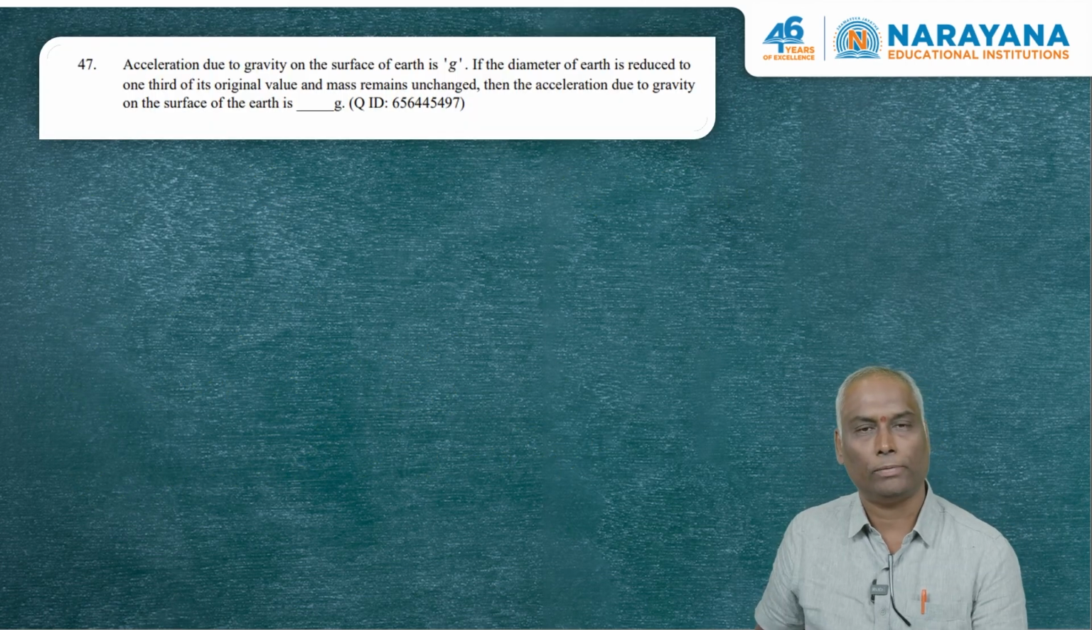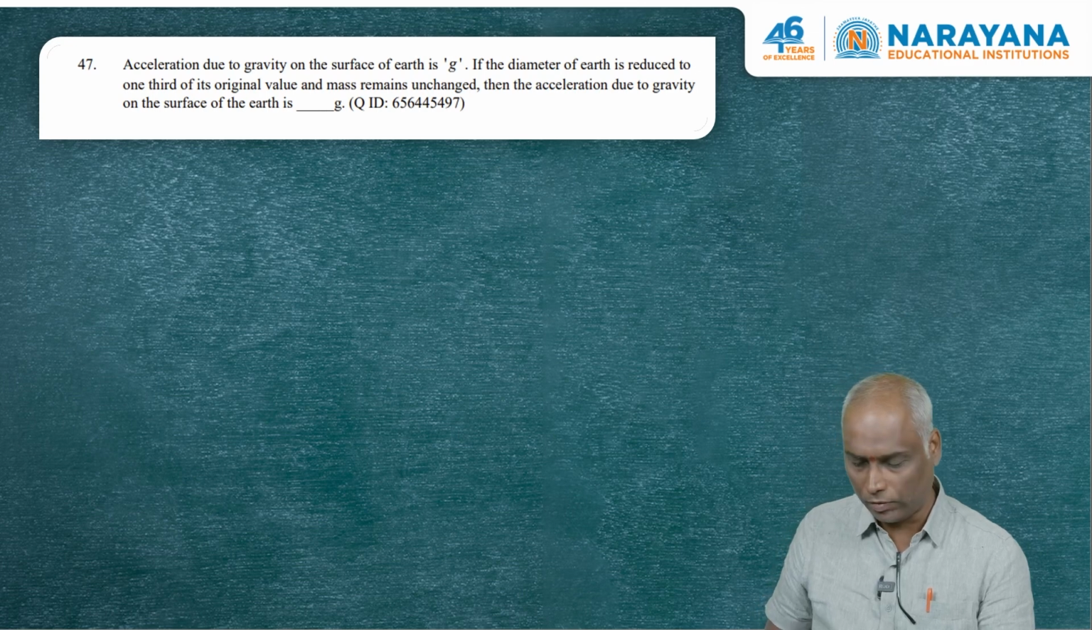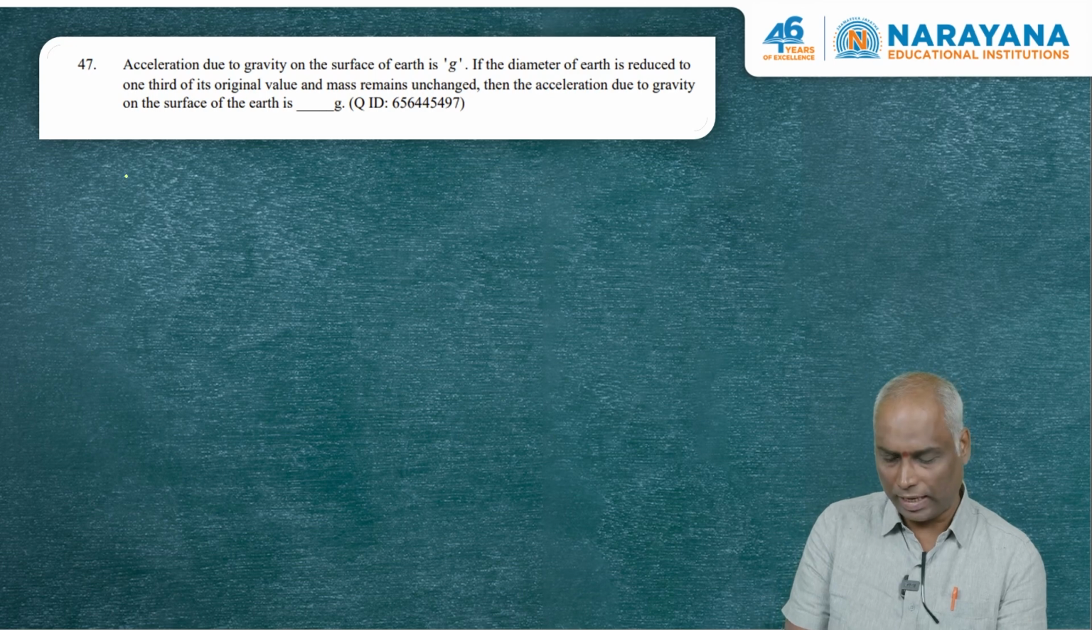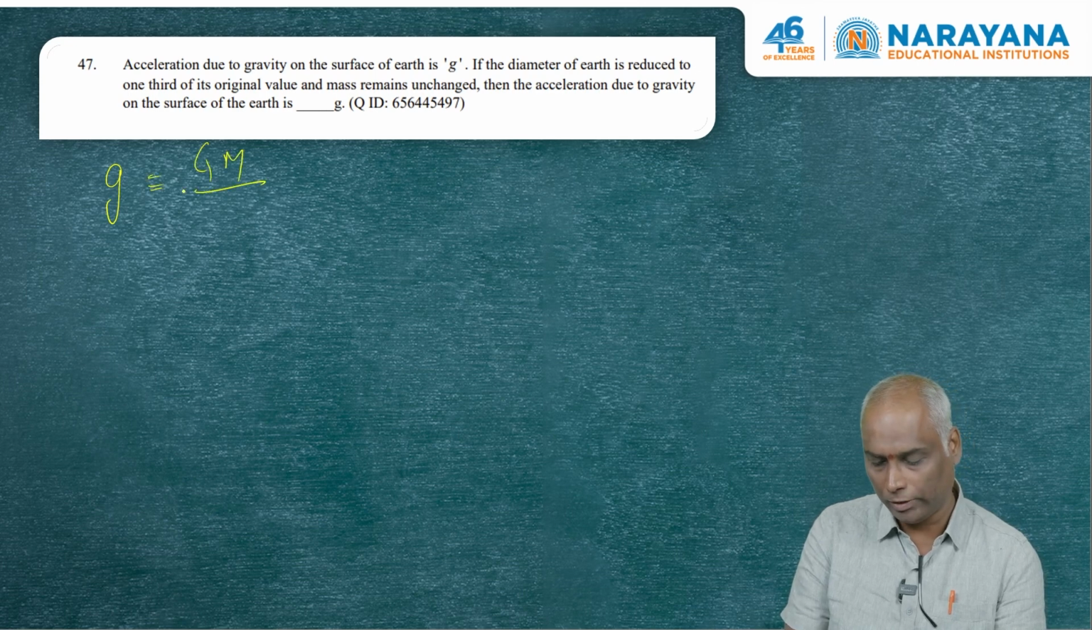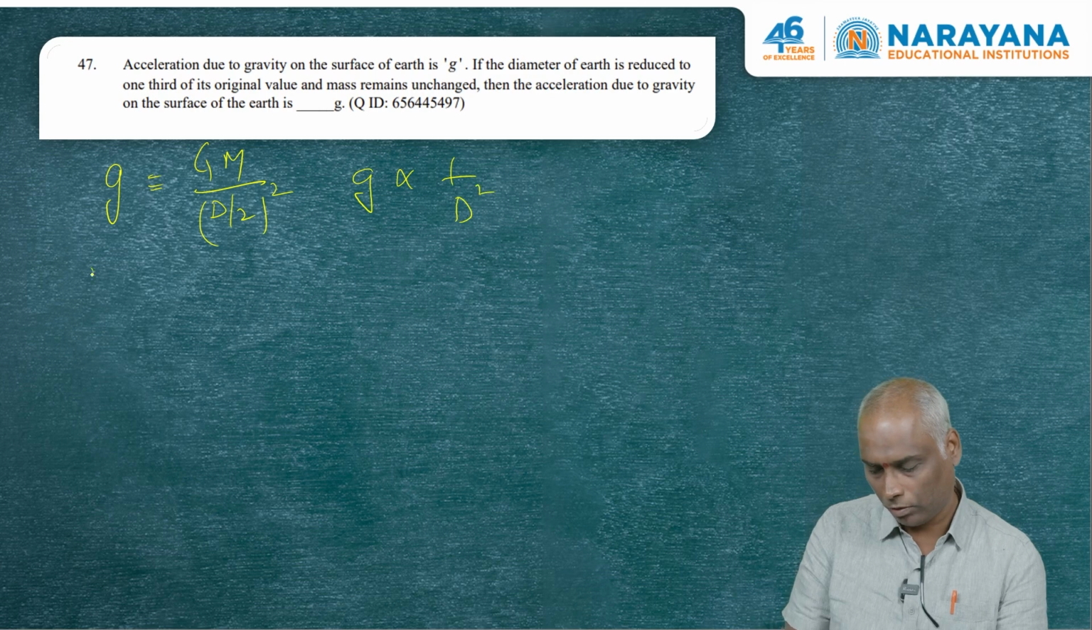Question number 47. Acceleration due to gravity on the surface of the earth is small g. The diameter of the earth is reduced to 1/3 of the original value and the mass remaining unchanged. Then the acceleration due to gravity on the surface of the earth is. So the relation between acceleration due to gravity and the diameter of the earth is given like this. g is equals to G capital M divided by R square, but radius is equals to diameter divided by 2, whole square. Therefore, g is inversely proportional to D square.